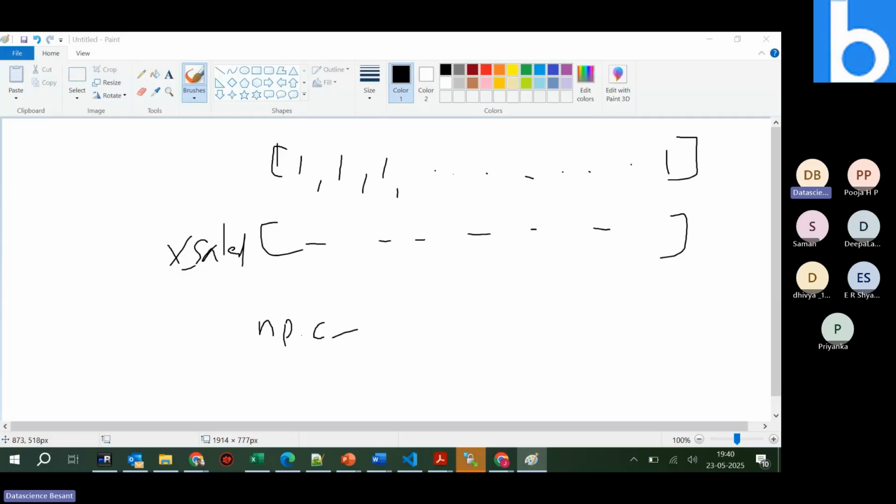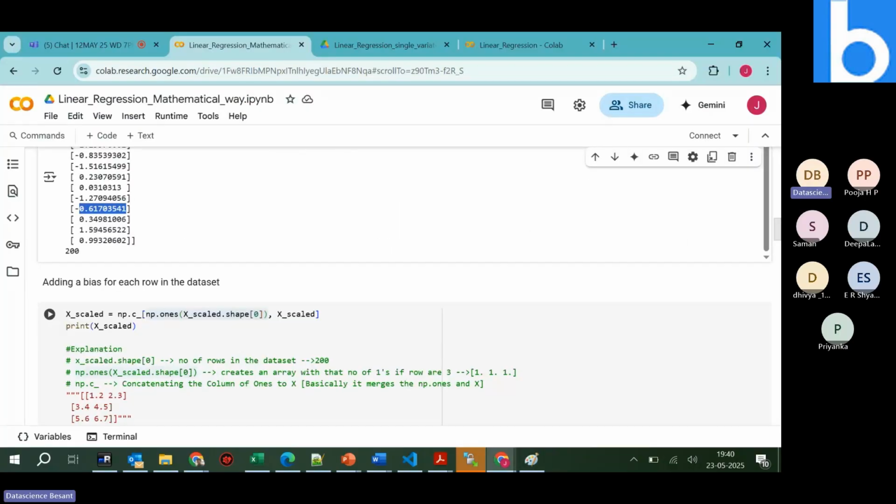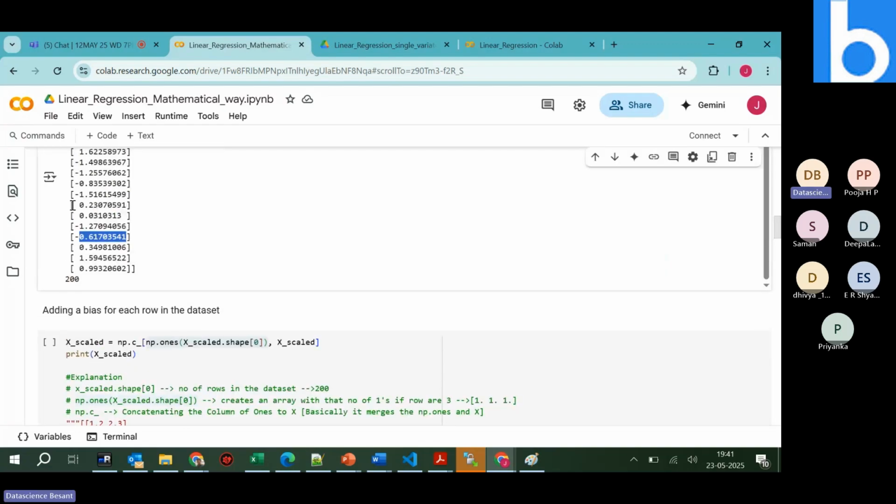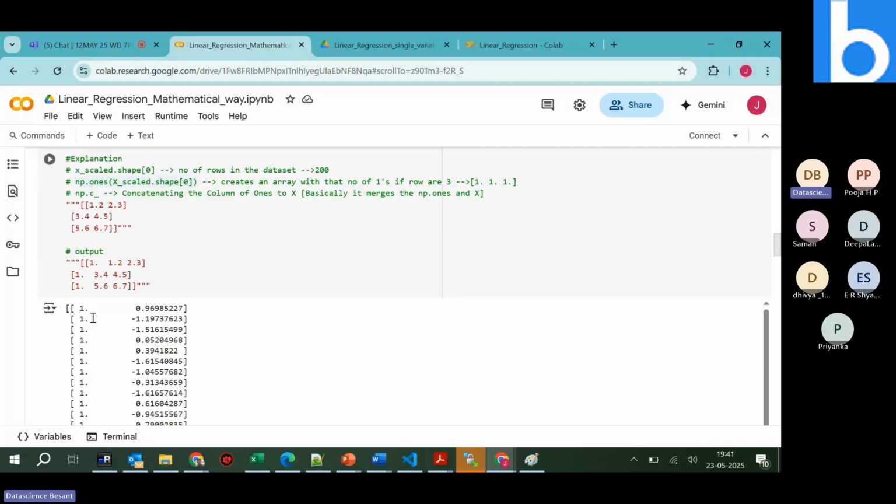np is the NumPy numerical Python library. c_ means concatenation. In programming languages, you would have seen string concatenation. If you use the plus operator in Python, hello plus world gives hello world. Basically, it adds the two together. So finally your output will be something like this. Before this, for every value it added 1 comma 0.9, 1 comma minus 1.7.